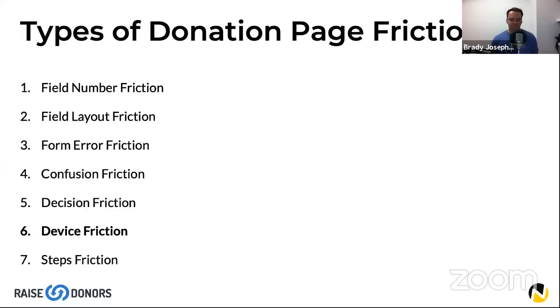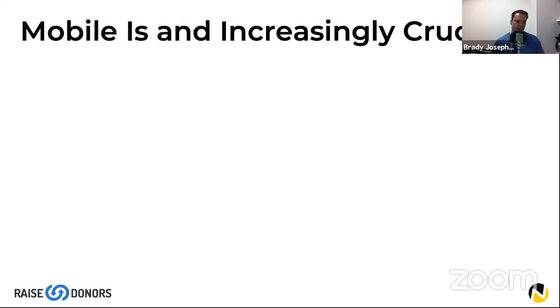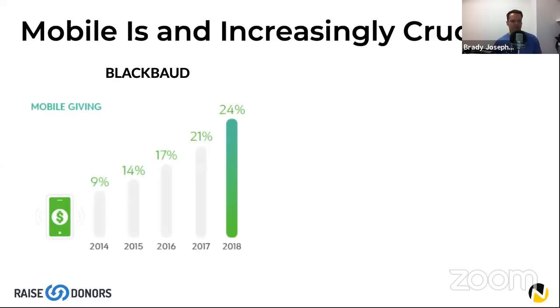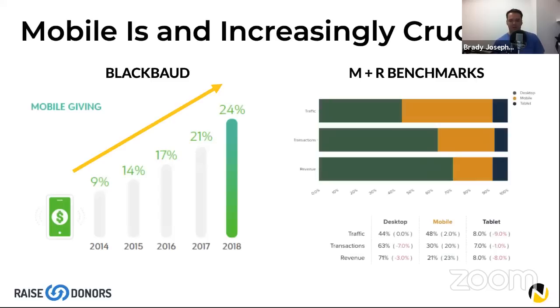That's decision friction. Then there's device friction. This is increasingly important. When we look at other trends across the board, Blackbaud's charitable giving report, you see this trend line of mobile giving continuing to grow up to 24% in their latest one, or something like M&R looking at mobile. You can see it's grown 20% and 23%, and in their benchmark, 30% of transactions and 21% of revenue are now coming in mobile. So it is and will be increasingly crucial to optimize the giving experience.